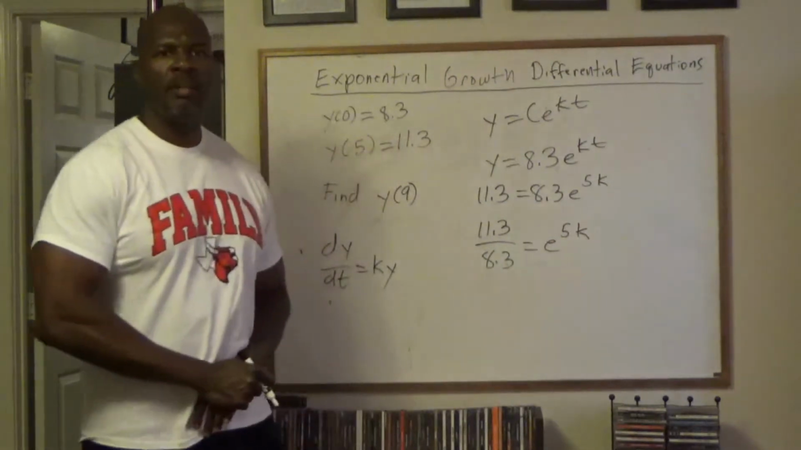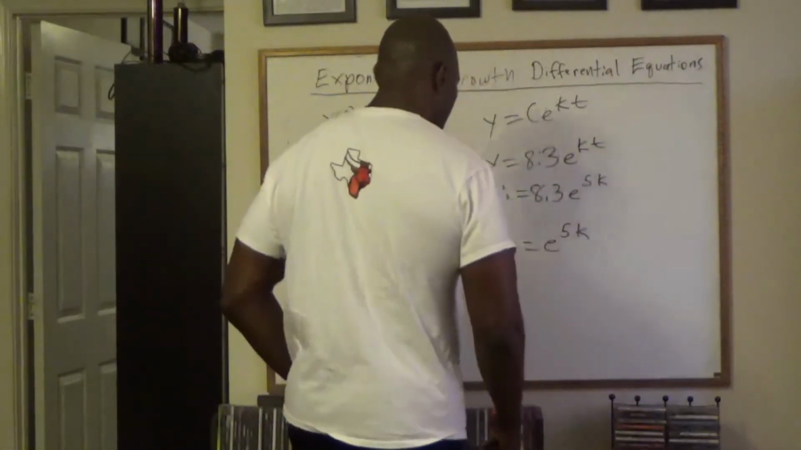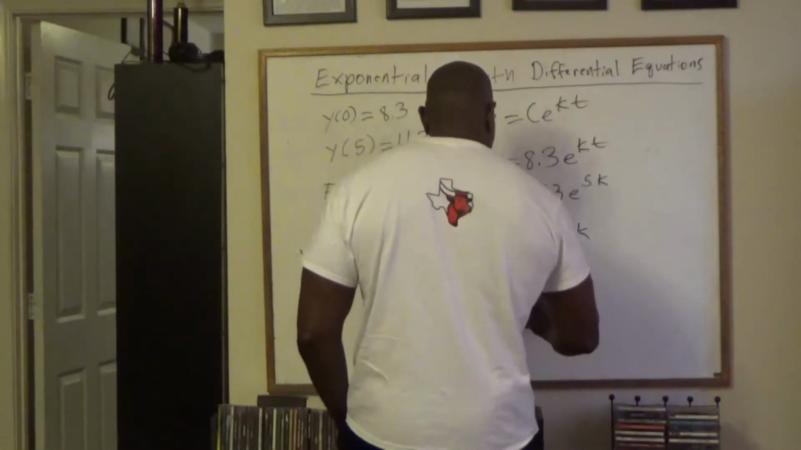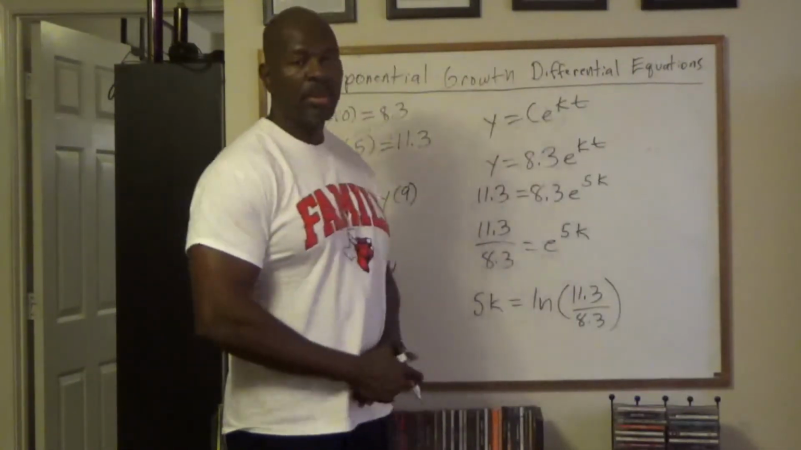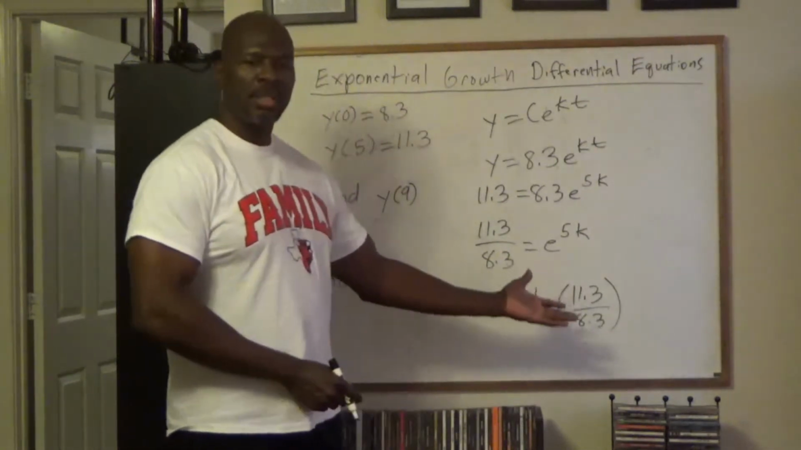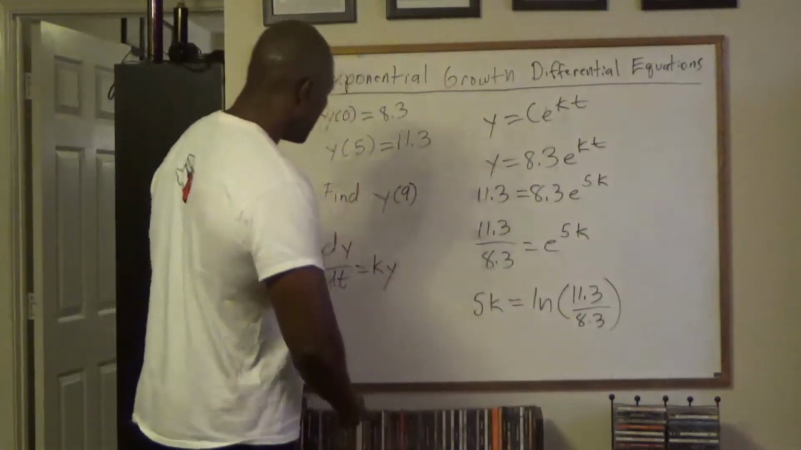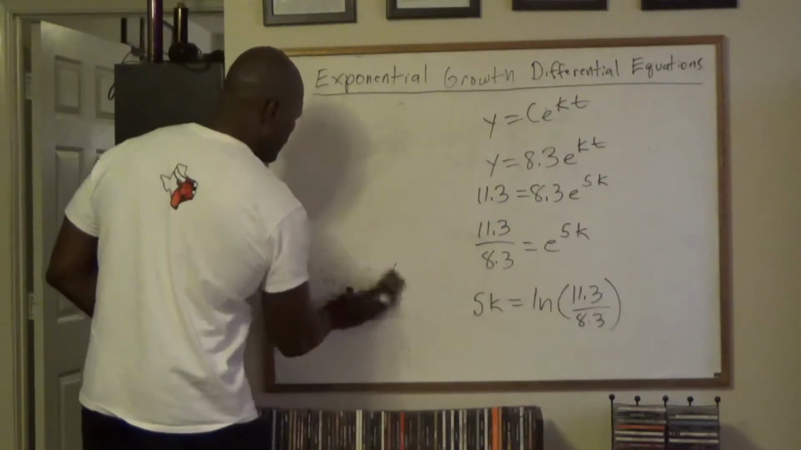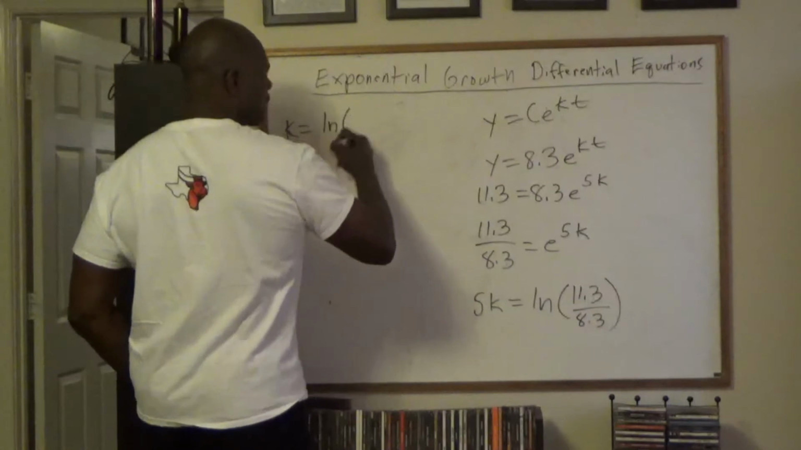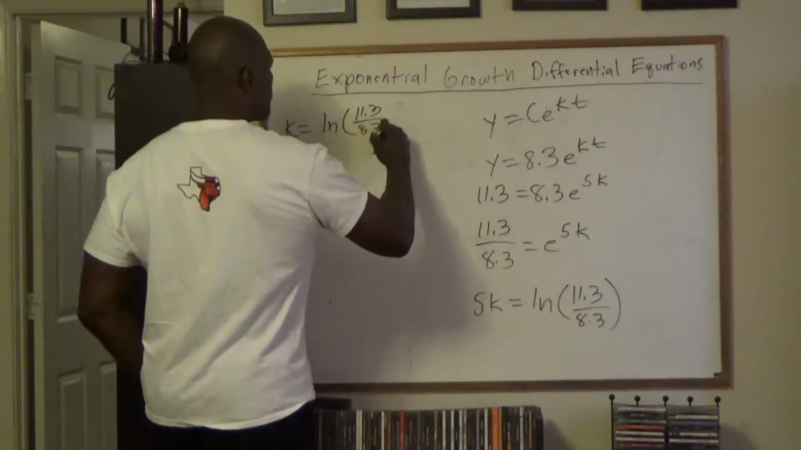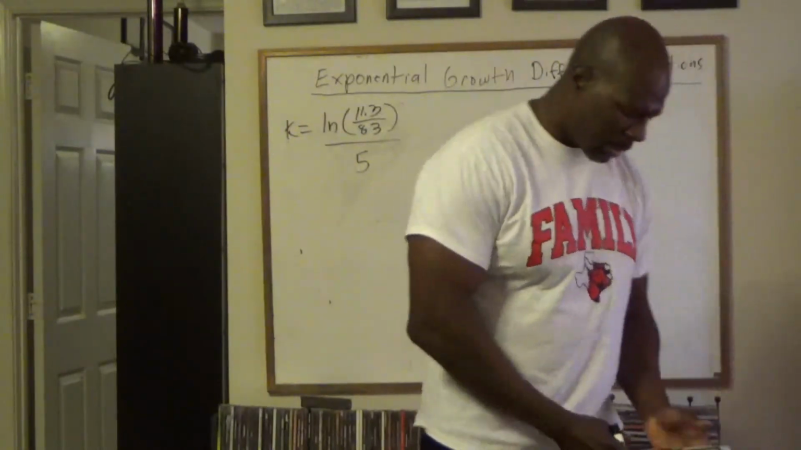And so again, that's an exponential that's solved by a natural logarithm, ln. You've seen it several times, so I'm going to do it fairly quickly. That means that 5k is going to be ln of 11.3 over 8.3. So 11.3 over 8.3 is a positive number, and so I'm allowed to put it in parentheses versus an absolute value sign. And so, of course, k is going to be this number divided by 5. So k is ln of 11.3 over 8.3, divided by 5.